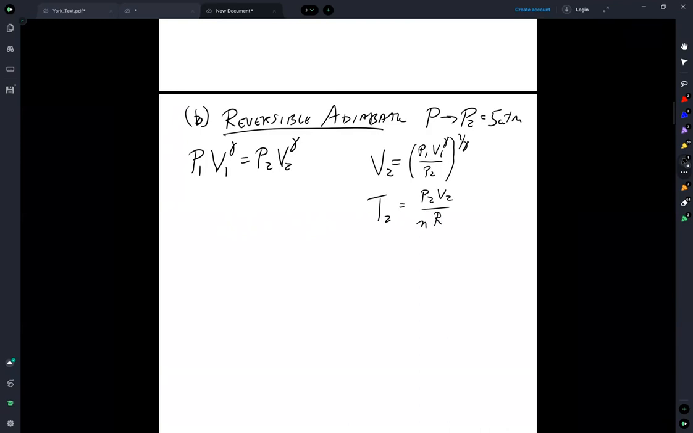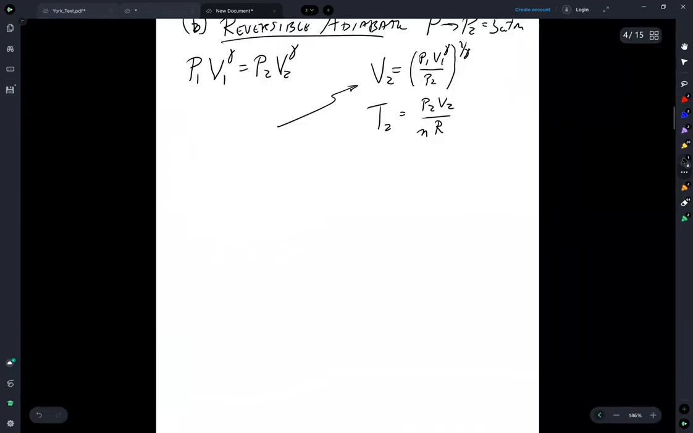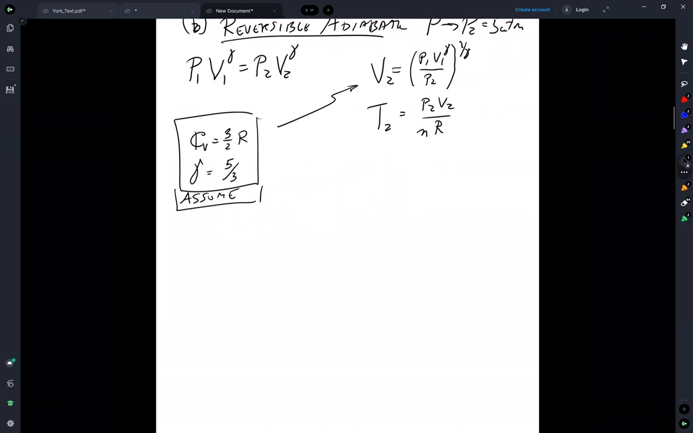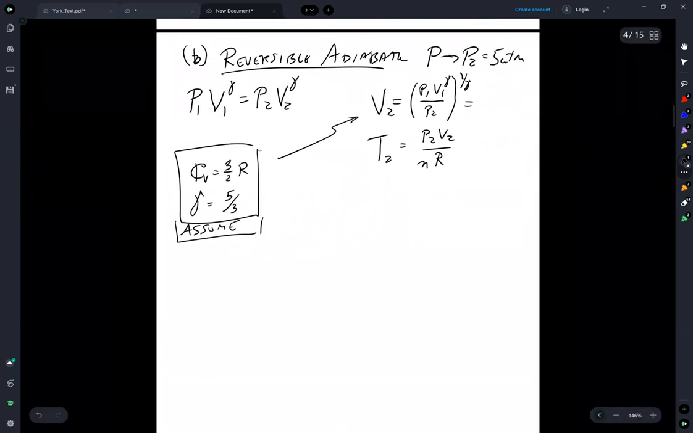Well, the book doesn't give this, but all of the problems work from the assumption that for an ideal gas, CV is equal to 3/2 R, meaning gamma is equal to 5/3. And if that's the case, this gives us V2 is equal to 3.73 liters and T is equal to 227.27 K.